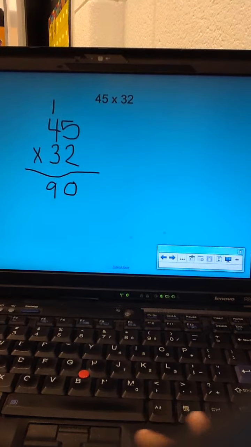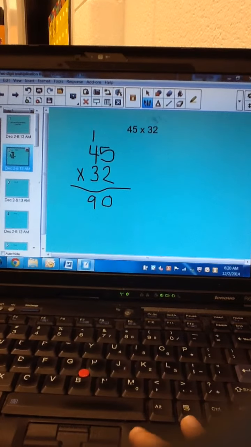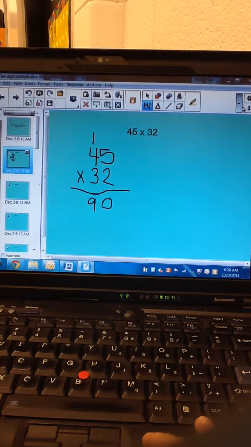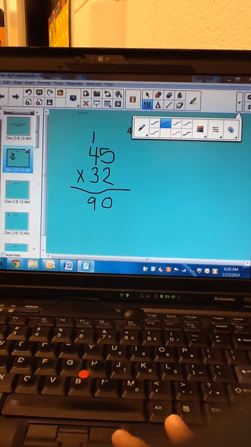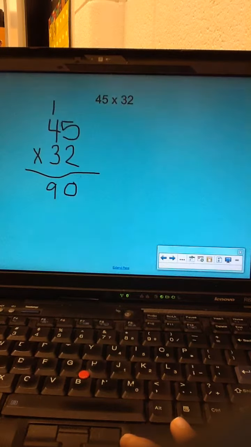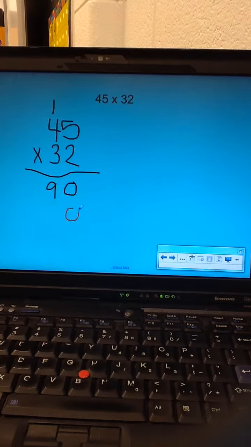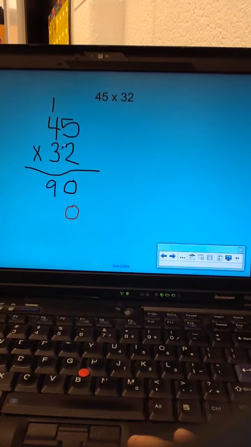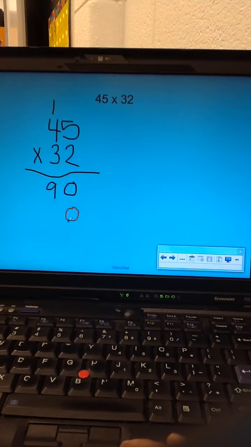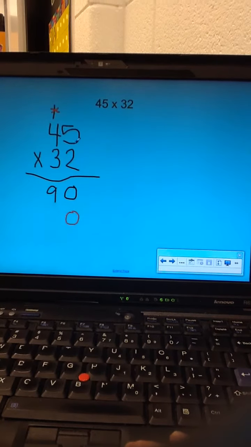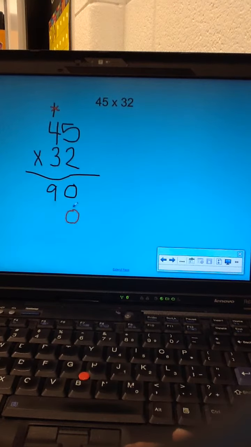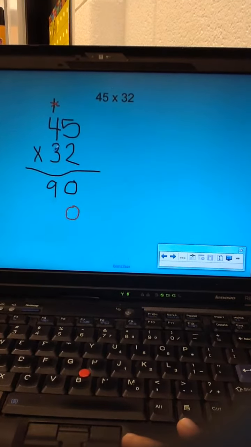But I'm not finished. Now I have to move on, and I have to multiply in my tens place. So watch what I'm going to do. I'm going to put a 0 down right here to hold the place value. Why am I going to do that? Because we're now multiplying in the tens place. So I need to put a 0 to hold my ones place down here. And I'm also going to mark out this because I don't know if I'm going to need to carry a 1 yet or not.